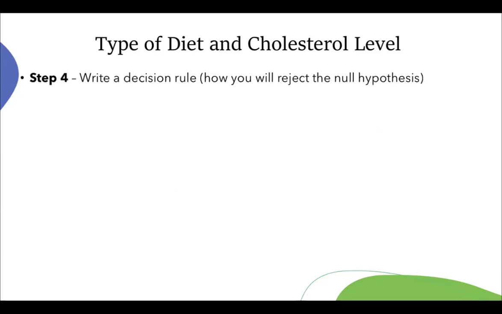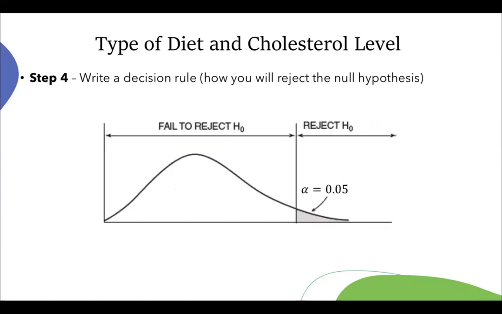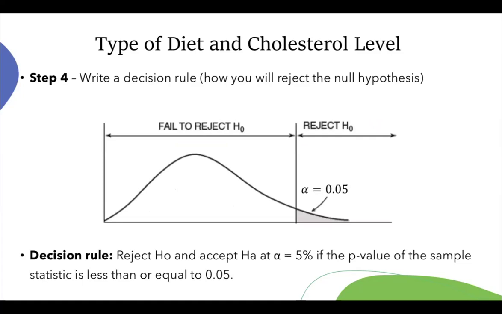Your decision rule tells you how you're going to reject the null hypothesis. So you will reject the null hypothesis and accept the alternative hypothesis at an alpha of 5% if the p-value of the sample statistic is less than or equal to 0.05, and realize in a chi-square test, the sample statistic is the chi-square test statistic.